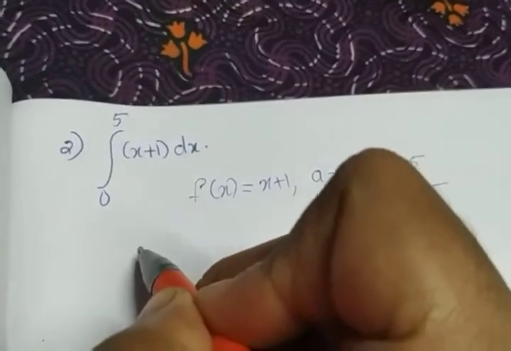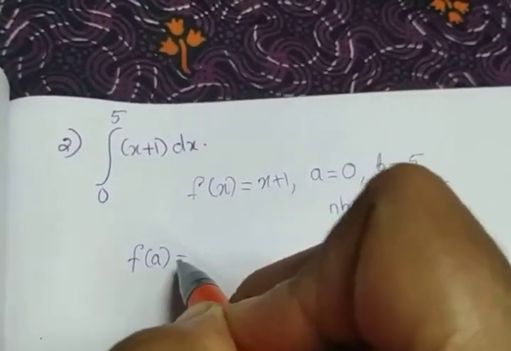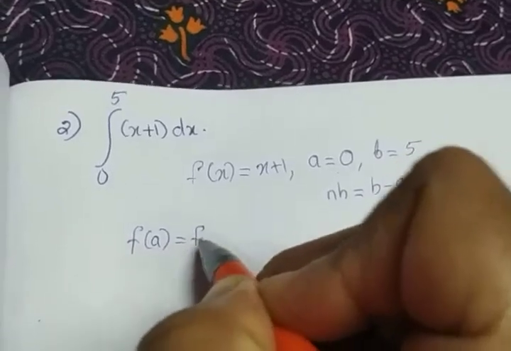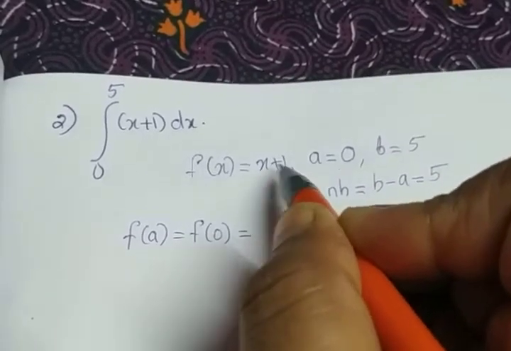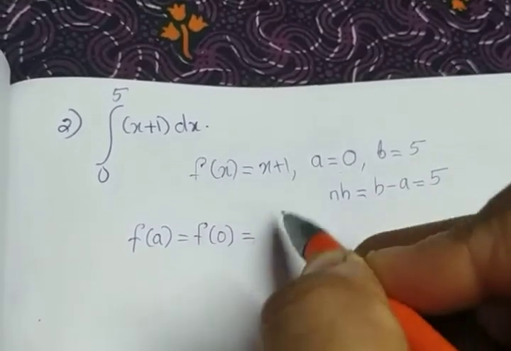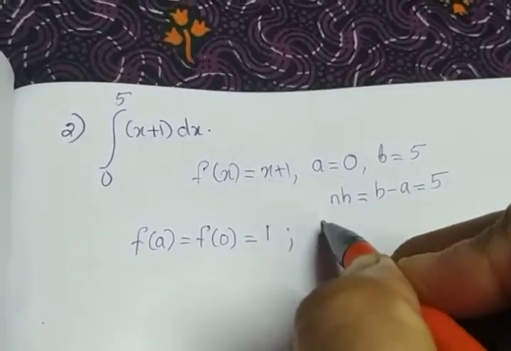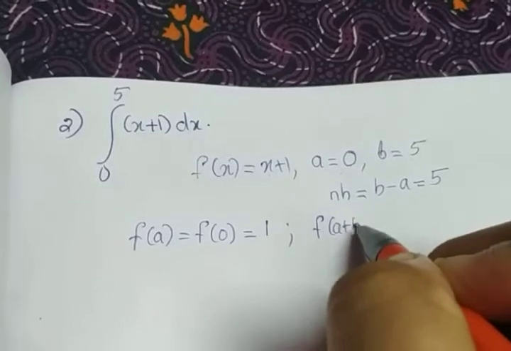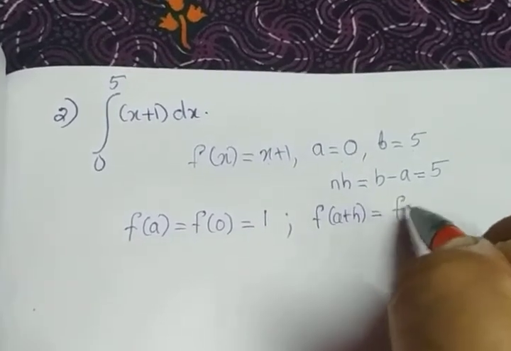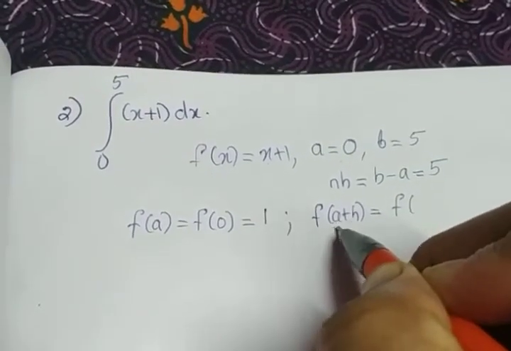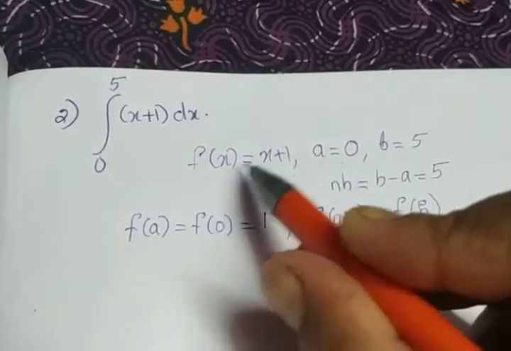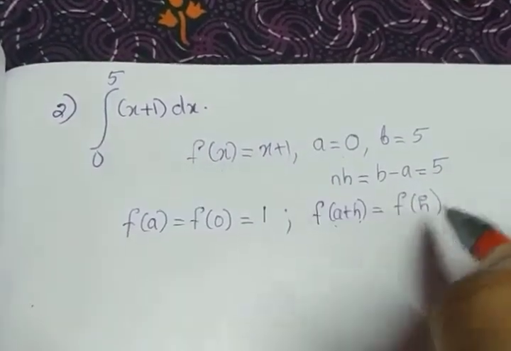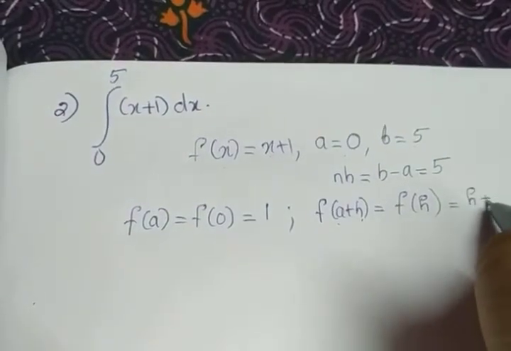Again, what we have to do is find f of a. a is 0, so we have to find f of 0. f of x is x plus 1, so f of 0 will be 0 plus 1, which is 1. Then find f of a plus h. a is 0, so what we are getting is f of h. f of x is x plus 1, so f of h is h plus 1.